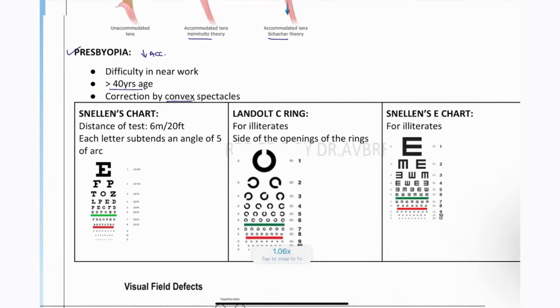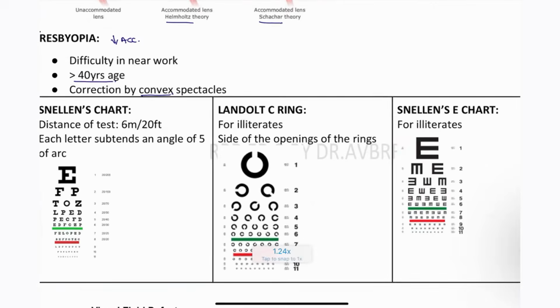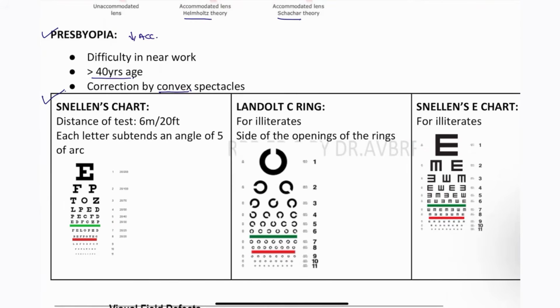Next, we have the different types of charts that we are going to use. The Snellen chart is the most commonly used, where you use 6 by 6 from 20 feet, and each letter subtends an angle of five minutes of arc. Next, the Landolt C chart, which is for illiterates. The commonly used charts are Snellen, and the second most common is the Landolt. Similarly, the Snellen E chart is used for illiterates.